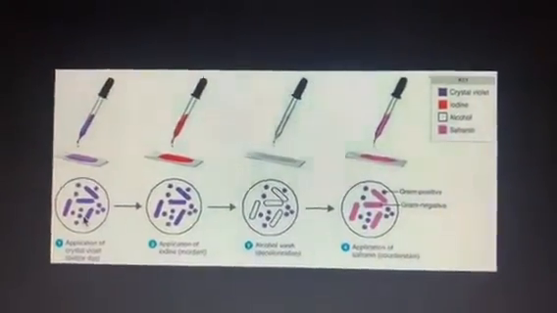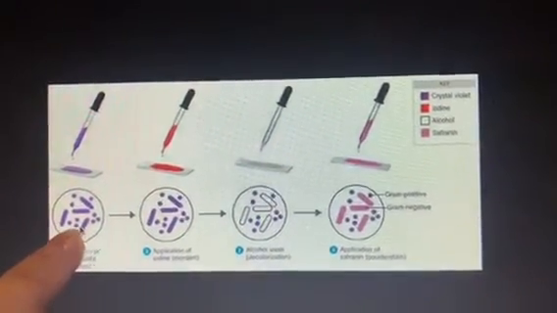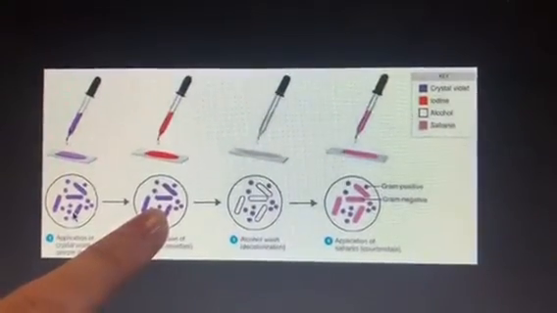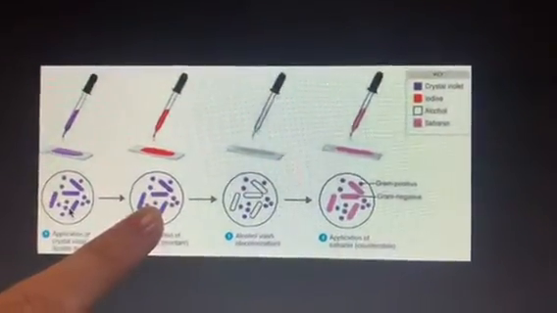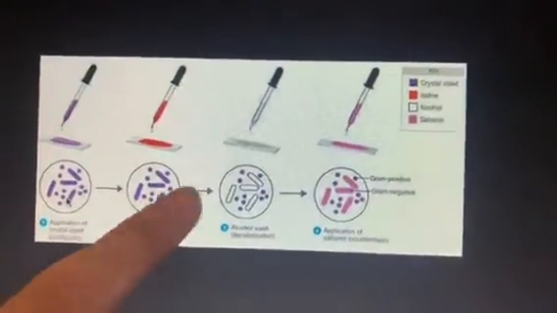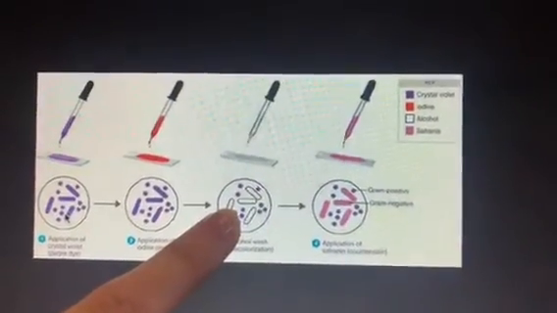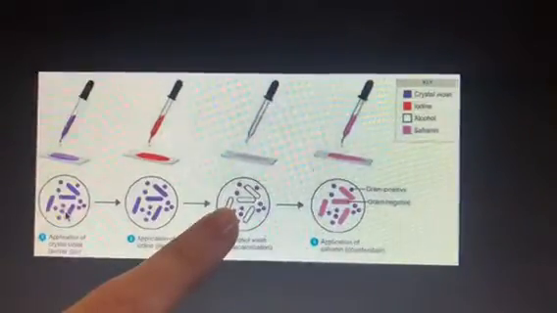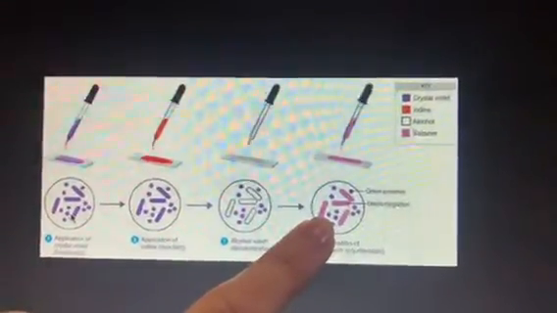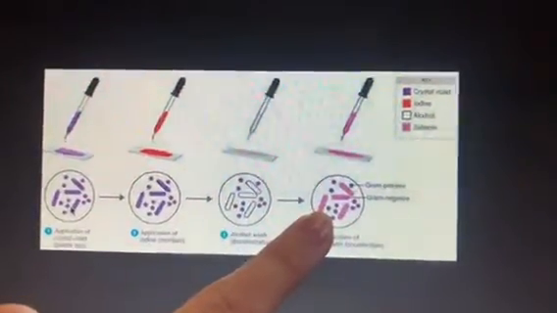Next, you have to use crystal violet, which dyes the cells purple. Then you have to do an iodine treatment. This will make it darker and stick the crystal violet to the peptidoglycan layer. Next is decolorization. Any gram-negative bacteria will lose the purple color from this step. Lastly is the safranin process, which will dye the membrane in gram-negative bacteria red or pink and gram-positive purple.